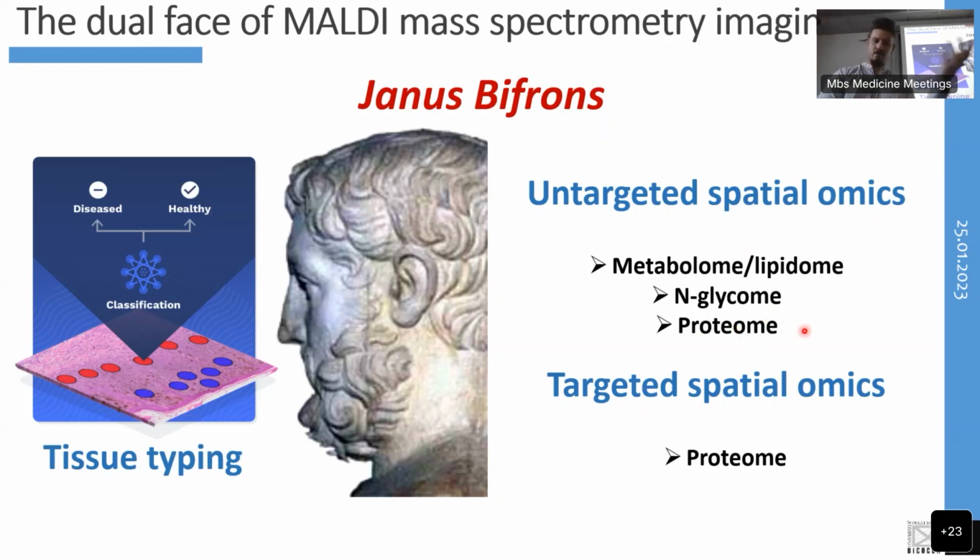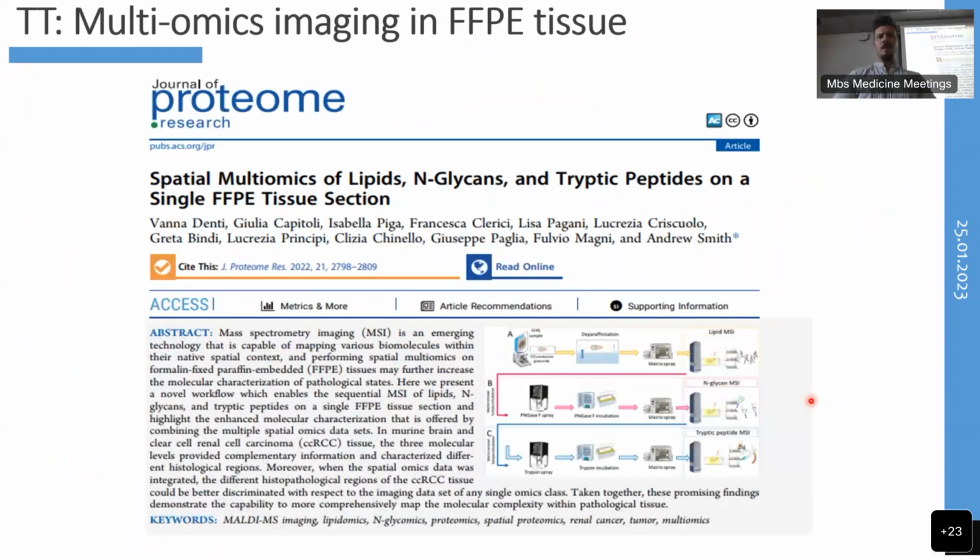But of course, we can also use this for spatial proteomics. Not only this, we can now use it in a more targeted way to specifically search for known cell surface expression markers in a multiplex manner. But let's start with this untargeted spatial omics.